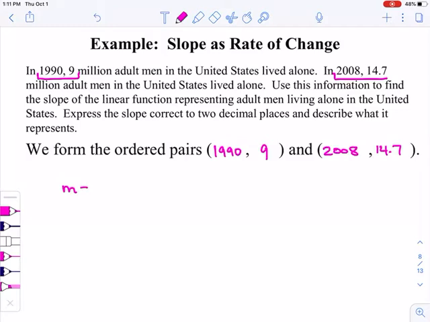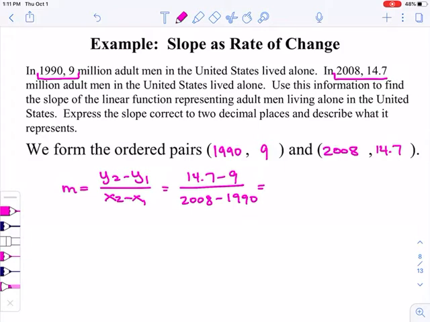So if we find our slope, m is equal to y2 minus y1 over x2 minus x1, or change in y over change in x. So we have 14.7 take away 9, compared to 2008 take away 1990. 14.7 take away 9 is going to leave us with 5.7. And if we divide that by the change in our years, an 18-year change from 1990 to 2008, and we throw that into our handy-dandy calculator, we get approximately 0.32.